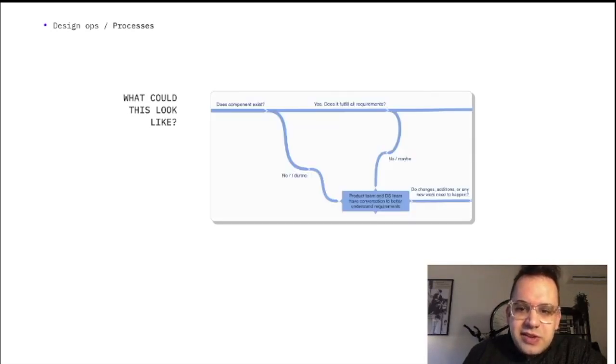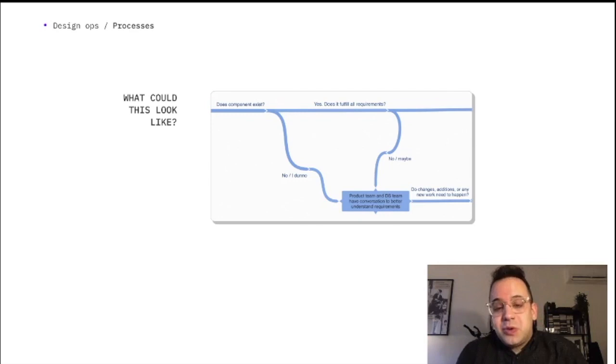So this is an example from Atomic Design of an excerpt of an incredibly long flowchart for deciding whether or not a component should be added to a design system, if it's a one-off, how you handle that, how it gets tested, who the individual stakeholders are. It could be something like that, but it also doesn't even have to be that crazy.